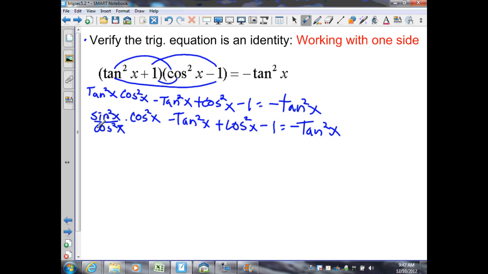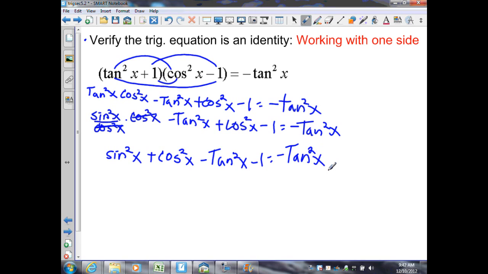The cosine squares will cancel out. That leaves me sine squared x. And I'm going to move the cosine squared x adjacent to it. Minus tangent squared x minus 1. I know that sine squared x plus cosine squared x is a Pythagorean identity. Sine squared x plus cosine squared x is 1. So I will substitute that in.